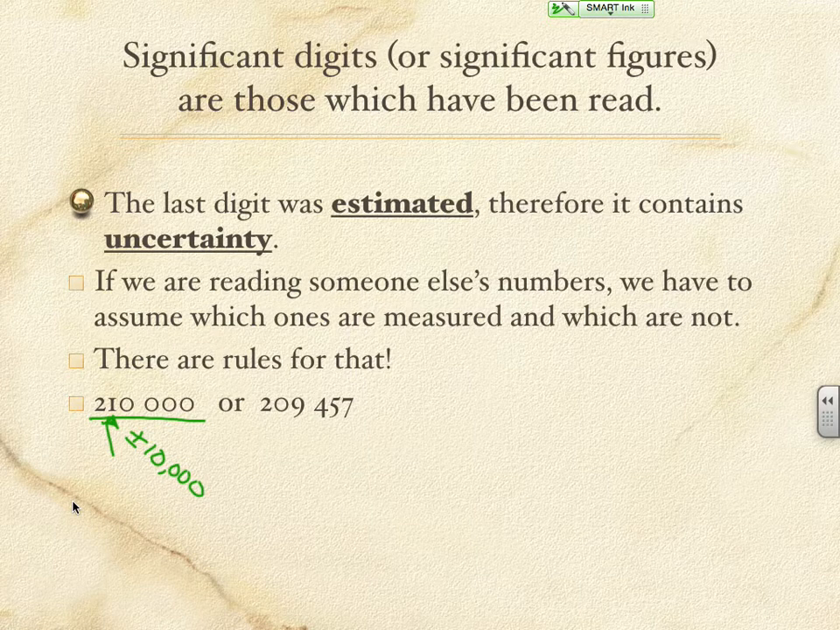If I write it down this way, what's my uncertain digit here? The 7. The 7 could be an 8 or a 6. So here I'm saying this is good for give or take 1 person. So am I transmitting the same number basically?